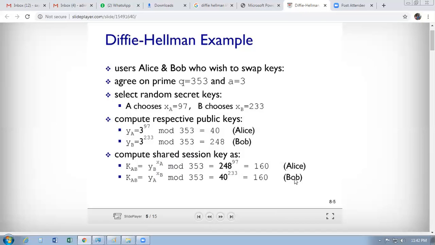Like Alice, Bob also calculates the session key KAB. Bob uses the public key of the other person, that is Alice's YA, power the private key of Bob, that is XB: YA power XB modulus Q. Apply modular arithmetic. Split the problem into small problems. Solve the problem, you get the result as 160. See, the session keys are the same. This session key is used in private key algorithms like AES and DES.